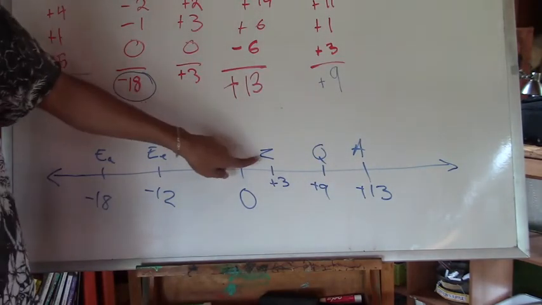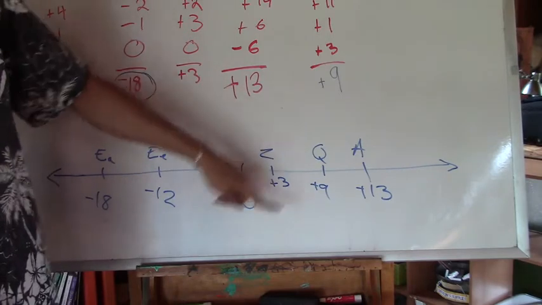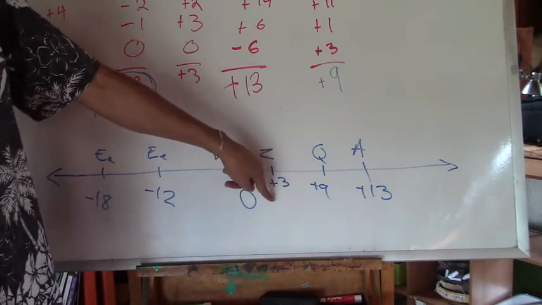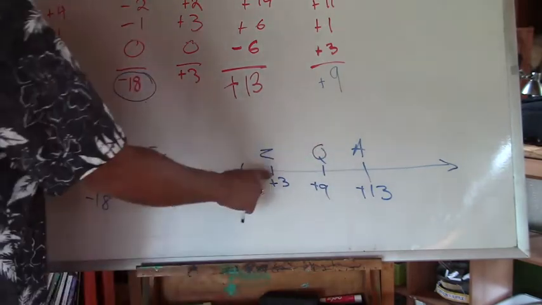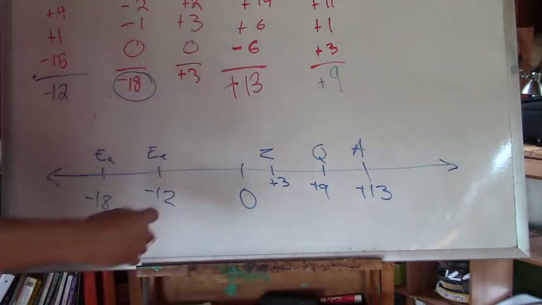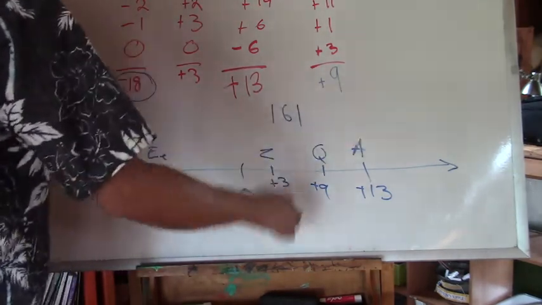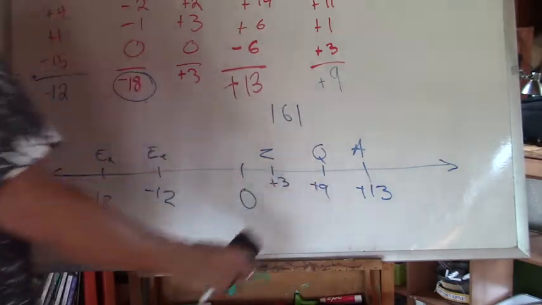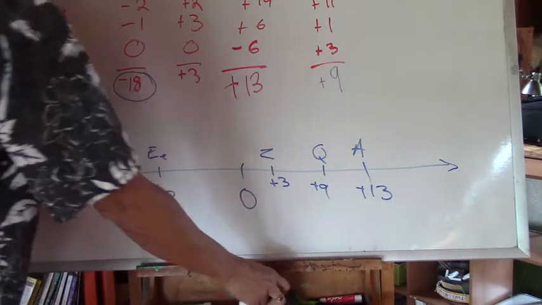What's the difference between Zach's and Quinn's score? Minus 6. It's just, the difference is just 6. The distance from here to here is 6. That's where the absolute value sign comes in. Doesn't matter if I go that way, it's 6. If I go that way, it's 6. But the difference between those two scores is 6. The difference between this score and that score is 10.